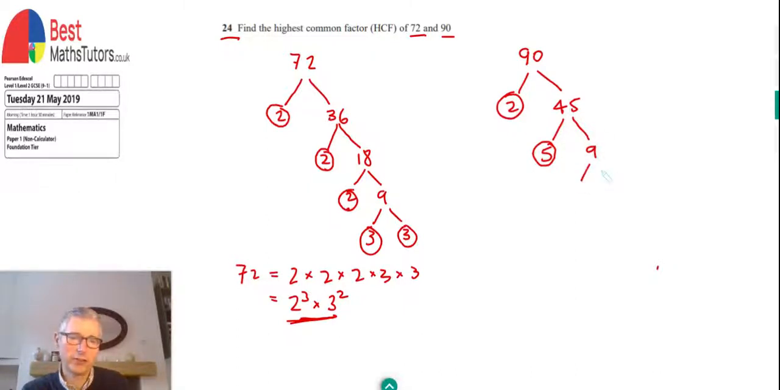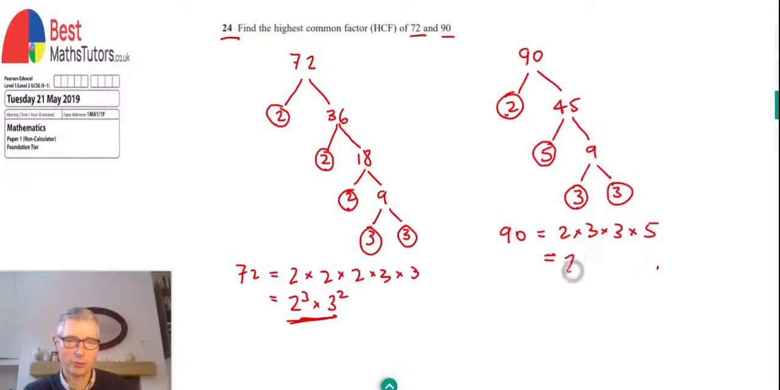And if I then try and divide the 9 by 3, that's a prime number, and 9 divided by 3 also gives me 3. So that's a prime number. So I can write the 90 as equal to 2, and I'm going to go in order starting with the smallest number, so 3 times 3 times 5. And if I wanted to, I could put that into a nicer format. So I could say that's 2 times 3 squared times 5.